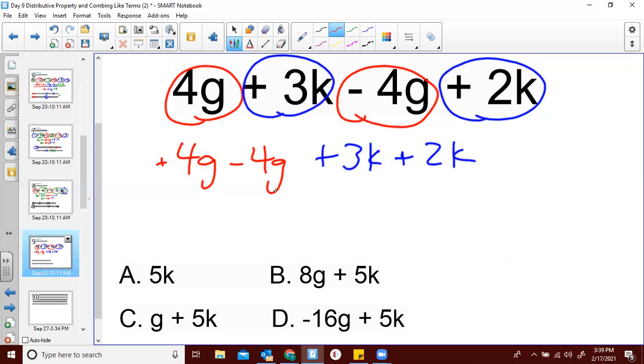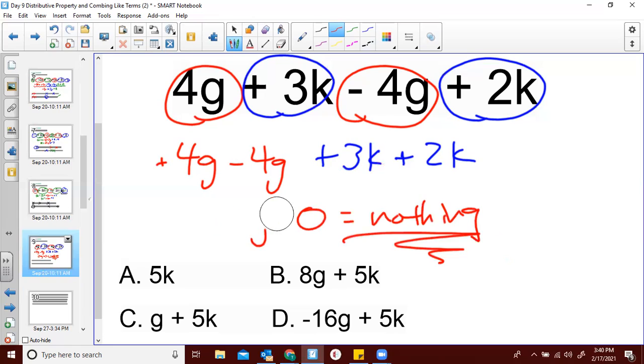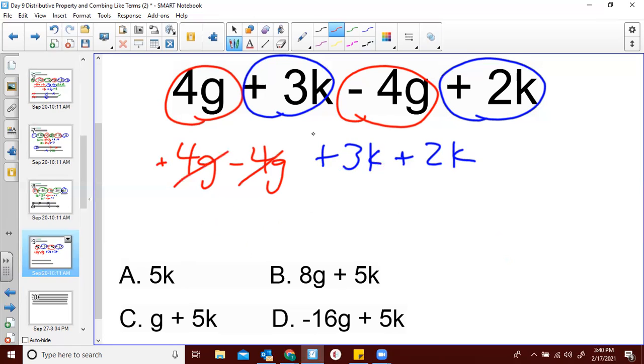Well, like I said earlier, the number and the variable are connected because of multiplication, right? So if I have 0 times G, that's just going to give me 0, which is nothing, which is exactly what I'm going to write. These guys cancel out. They just go away. Think about it. If I have 4 apples and I eat all 4 of my apples, how many apples do I have? None. So I don't have anything to show for it. So I'm not going to write it down.